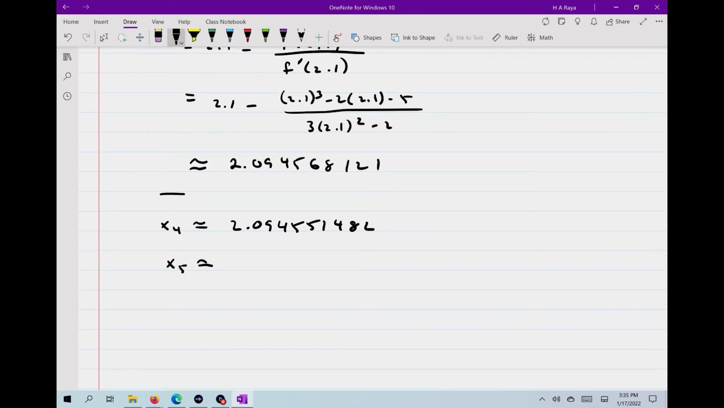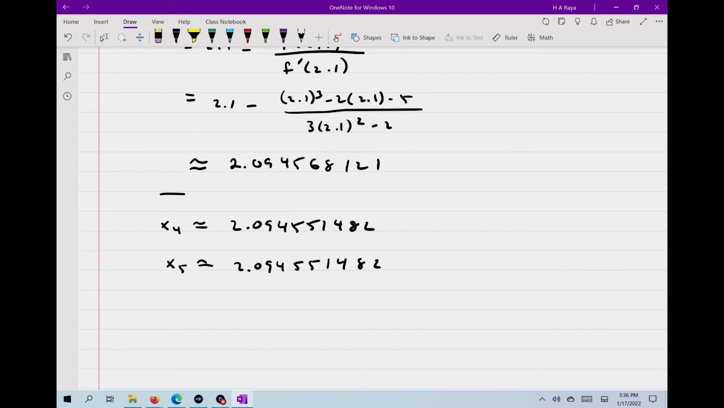If I compute my x5, I get approximately 2.094551482. Notice that between x4 and x5, there were no changes. This means that my calculator has reached its limit, and this is the best approximation it could give me for the zero of my function, 2.094551482.